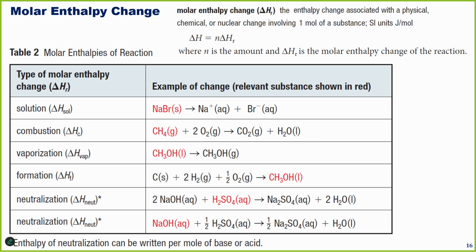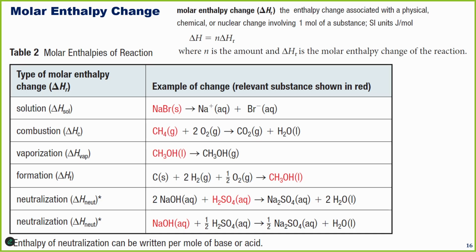To calculate an enthalpy change ΔH for some amount of substance other than 1 mole, you need to obtain the molar enthalpy value, ΔHr, from a reference source, and then use the formula ΔH equals n times ΔHr, where n is the amount in moles, and ΔHr is the molar enthalpy change of the reaction.